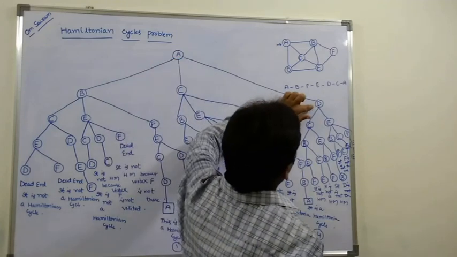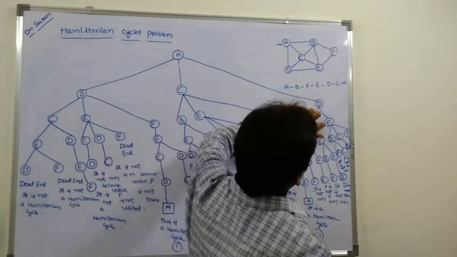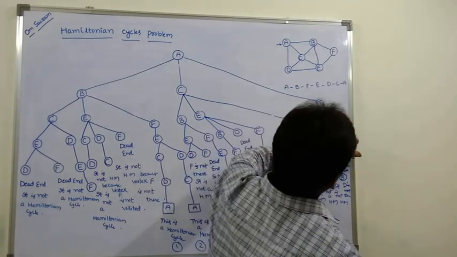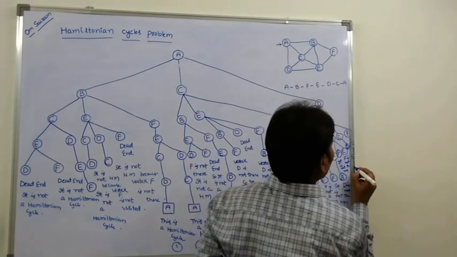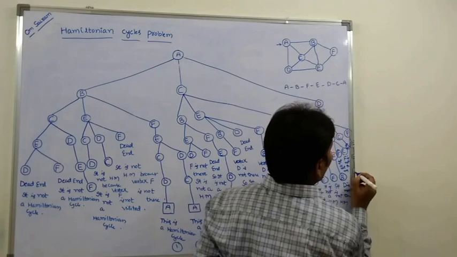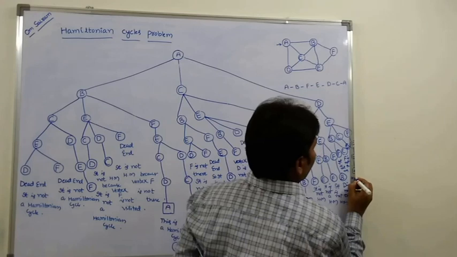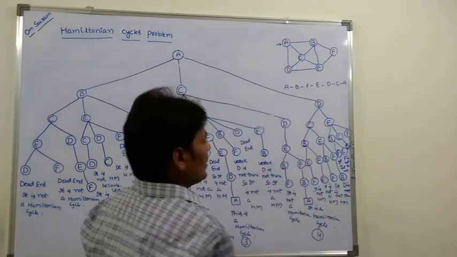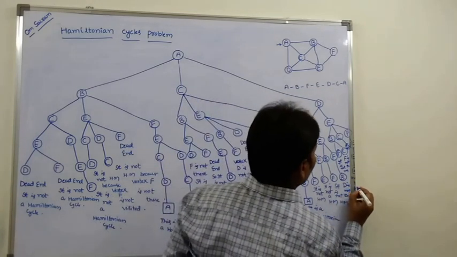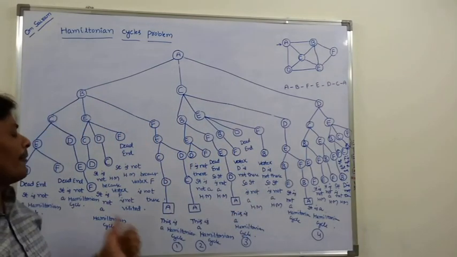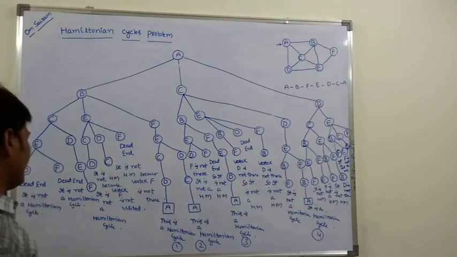A, D, E, F, B, C. Then we go for A. So it is a Hamiltonian cycle. Okay. So this is the fifth Hamiltonian cycle. So for this graph, there are 5 Hamiltonian cycles.